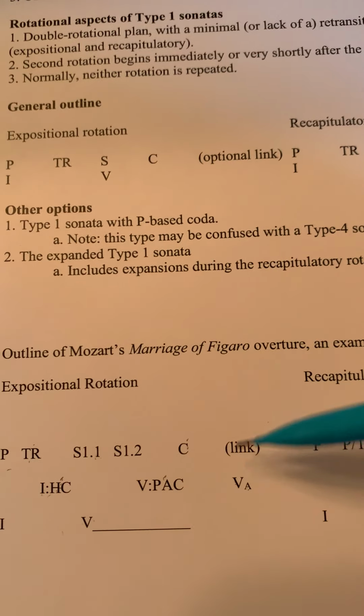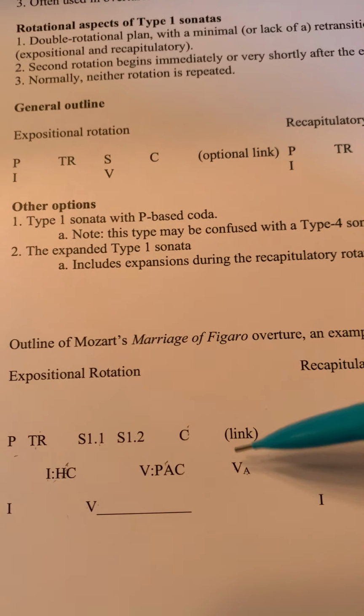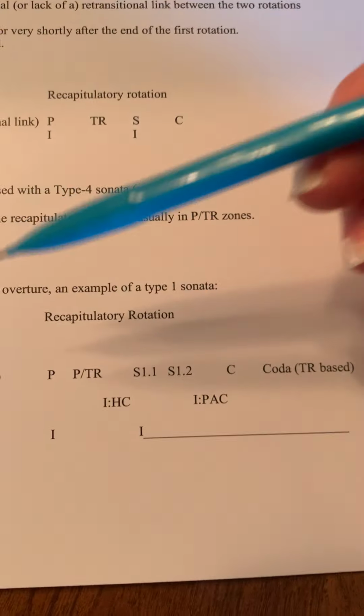So instead of having a development, we're just going to have a prolongation of the 5 chord. And then that's going to bring us to a standard recapitulation.